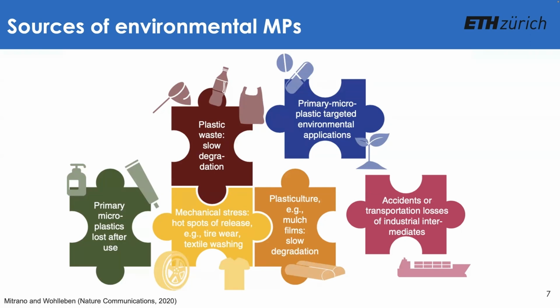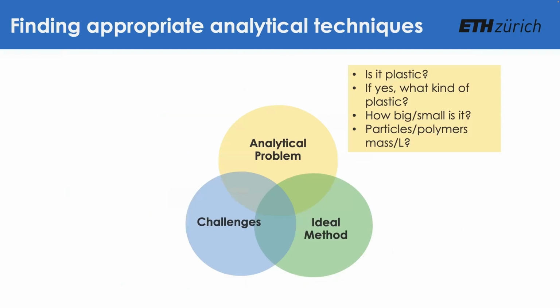So how do we go about finding the appropriate analytical technique? We first have the analytical problem. Is the particle that we actually have in our sample plastic? And if yes, what kind of plastic is it? So which type of polymer are we actually looking at? How big or small is it? So what is the size? And how much is actually there? What is the concentration?